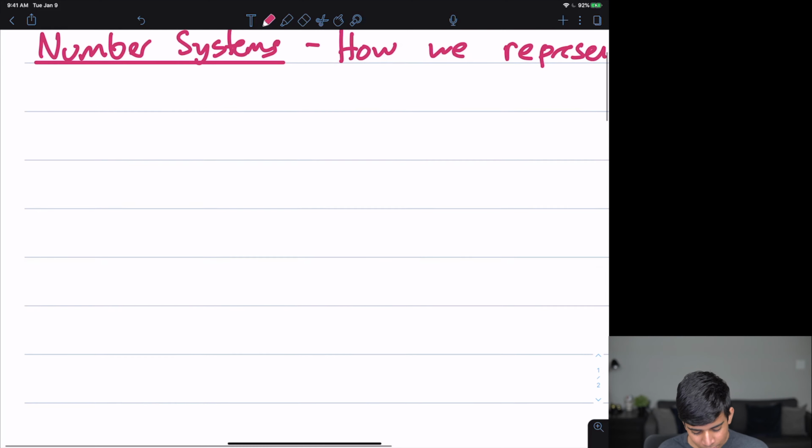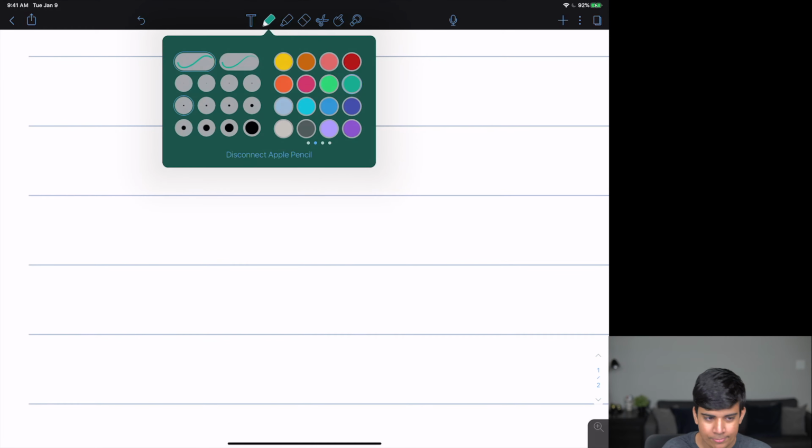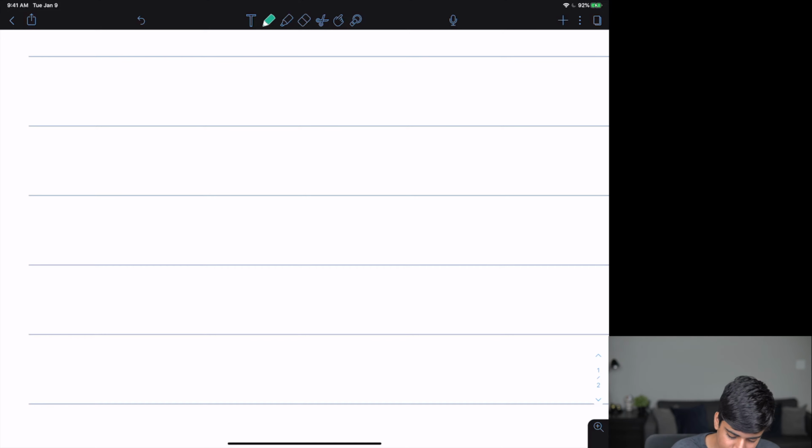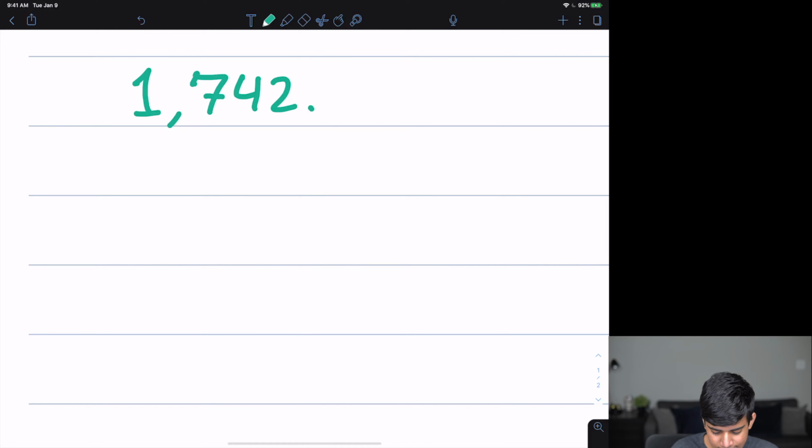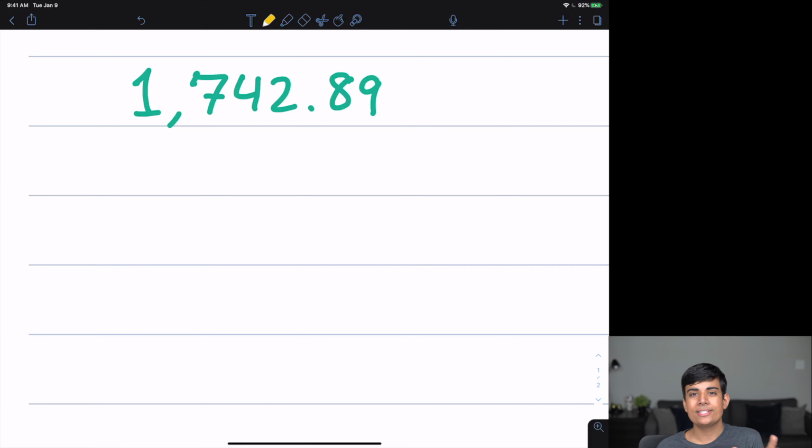So I want to write a number here on my screen, and I'm going to choose some random number. Let's say 1,742.89. Now, when you started learning in kindergarten or just in general in elementary school, what teachers often said is that the numbers are grouped into these different places, right? The ones place, the tens place, the hundreds place. So let's write that down.